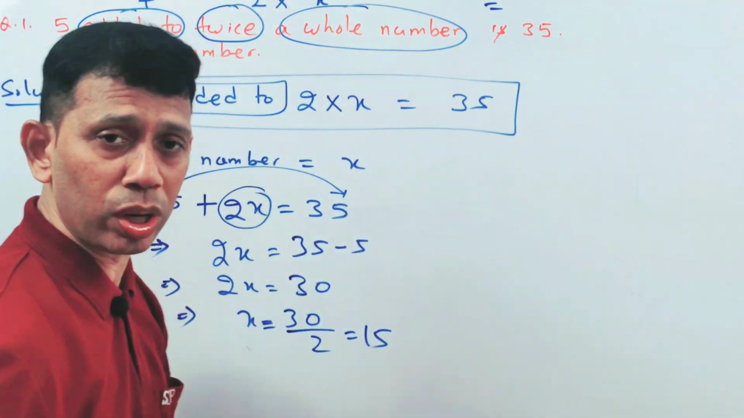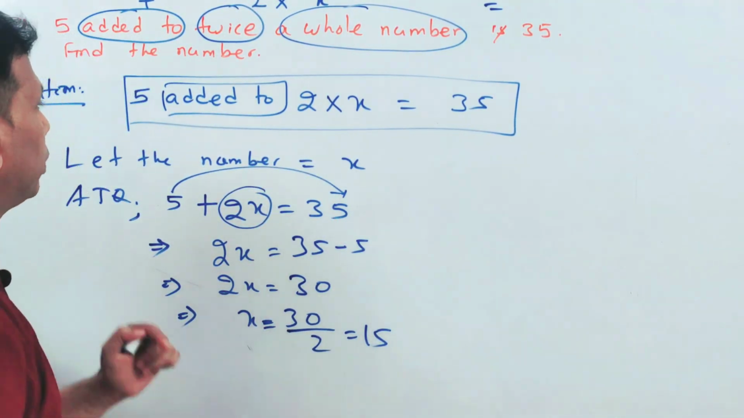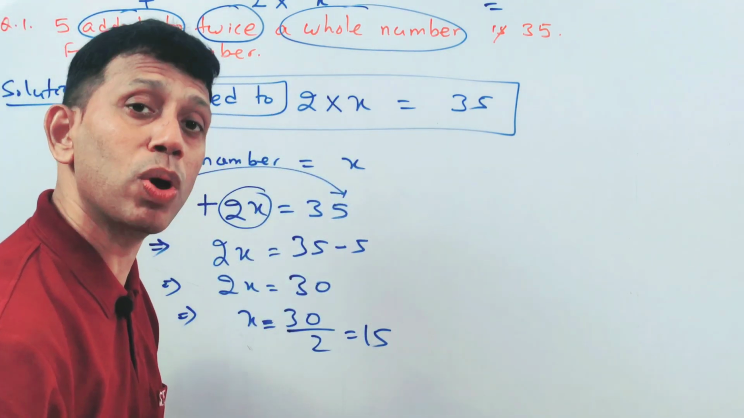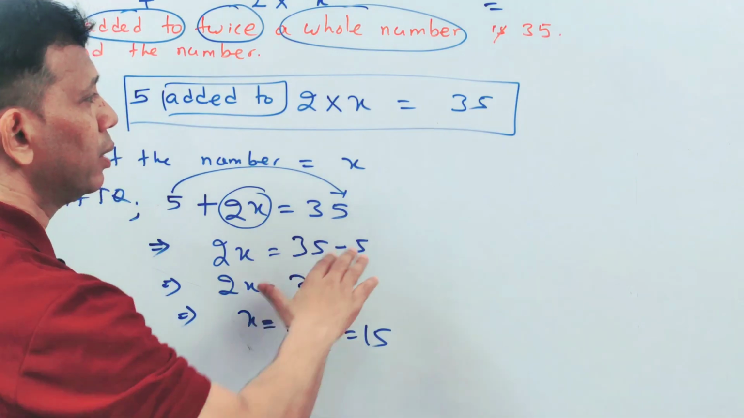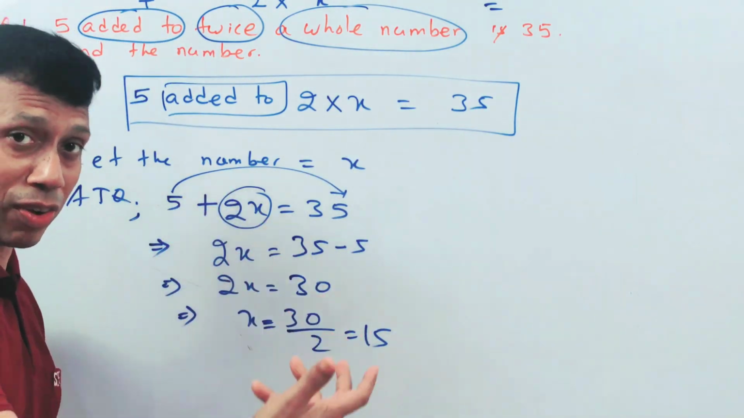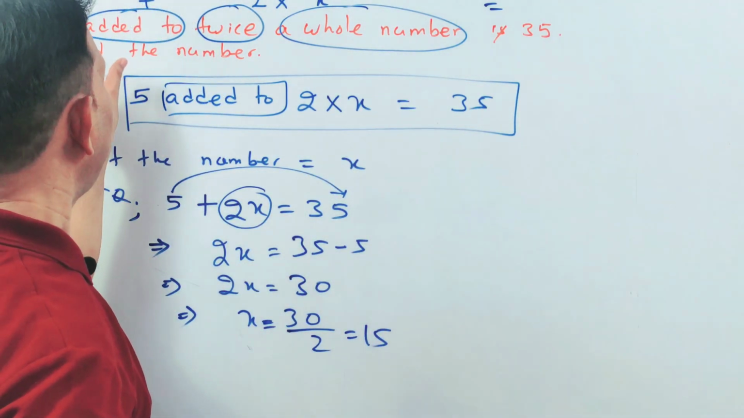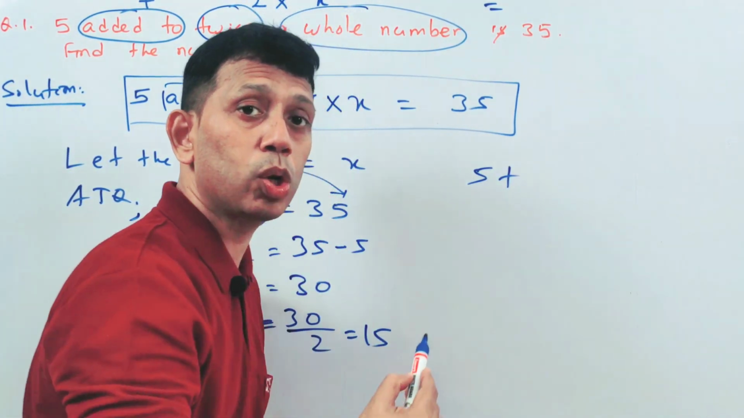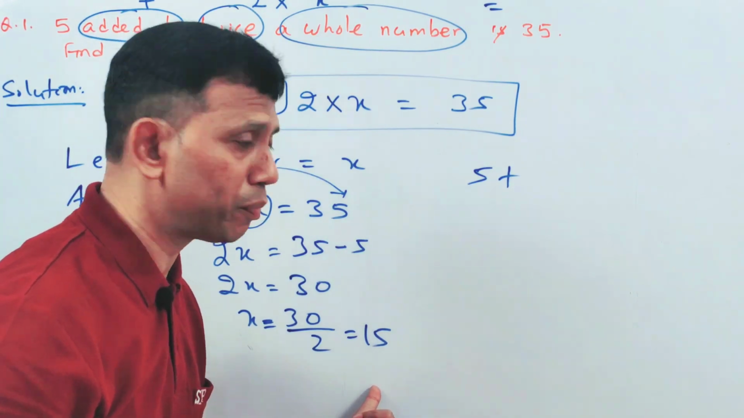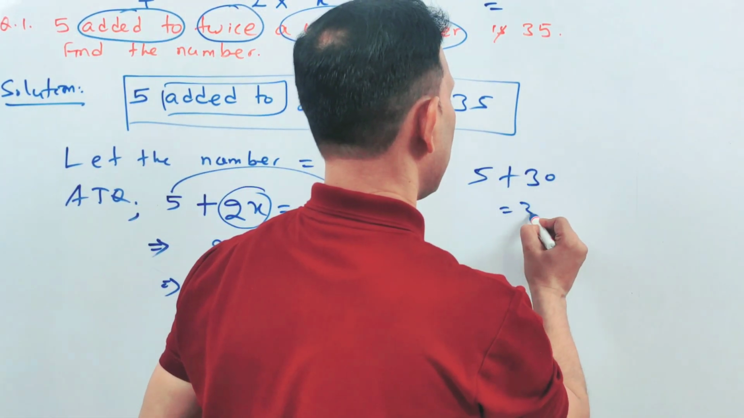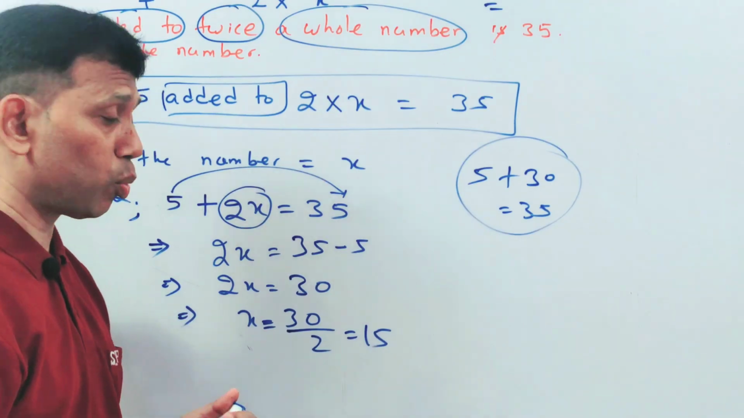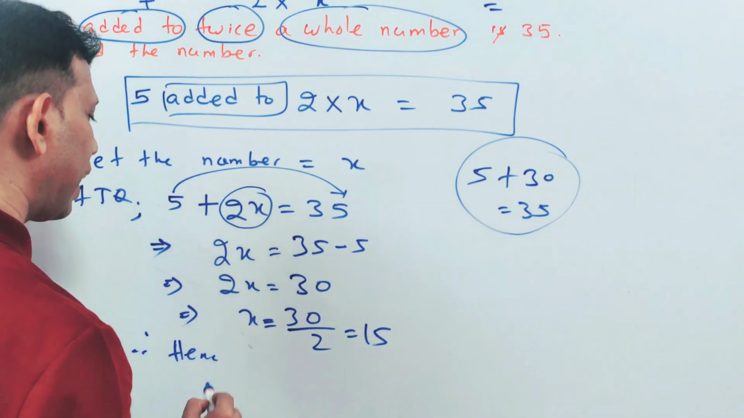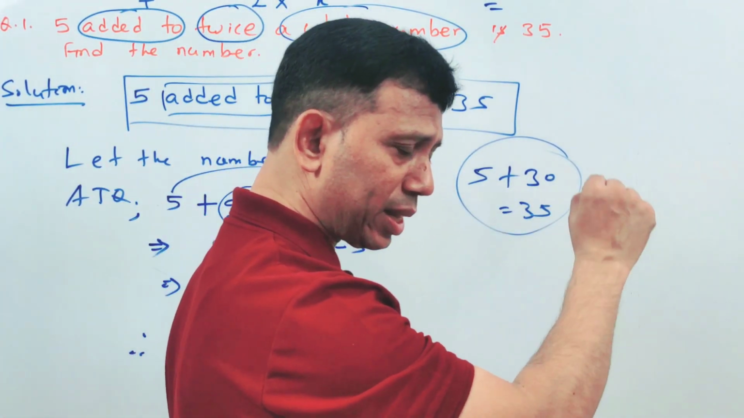So 15 is that whole number. If 5 is added to twice of that, means twice of 15, twice of 15 is what? 30. The result is 35. Isn't it? If you do a trial also, it will be true. 5 is added to what? Twice that number. What is that number you got? 15. Twice of 15 is 30. So answer is 35. So this is true and we got the value of x. So you will write, hence, if it's an MCQ question, only you need to write the answer.